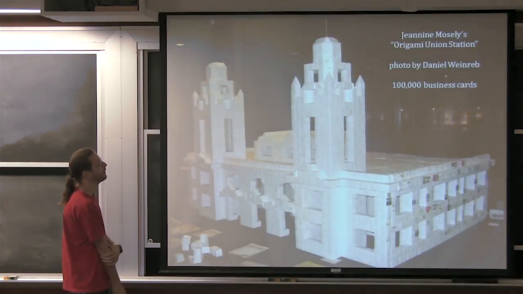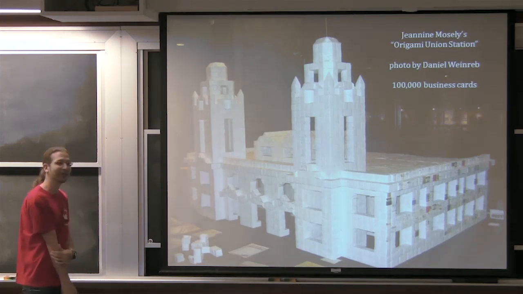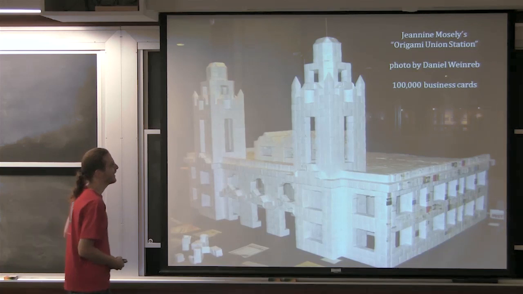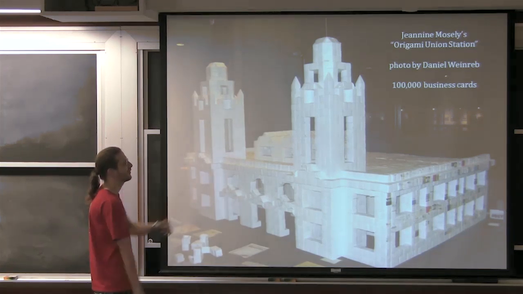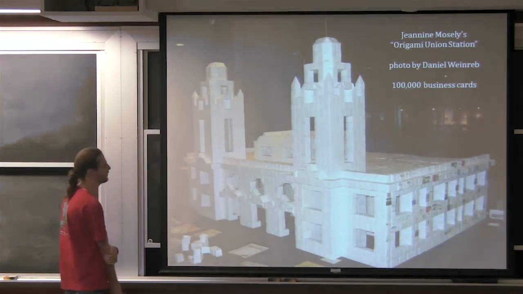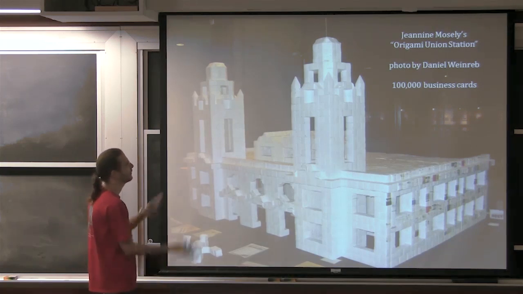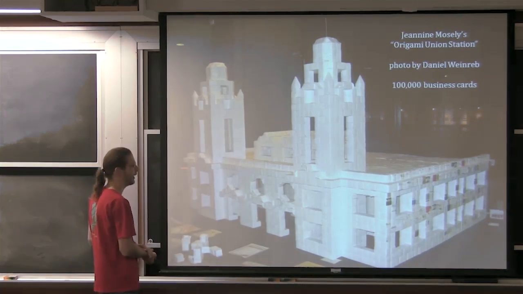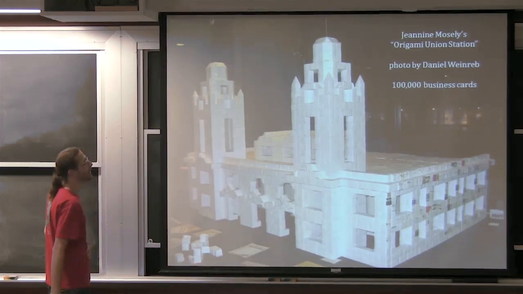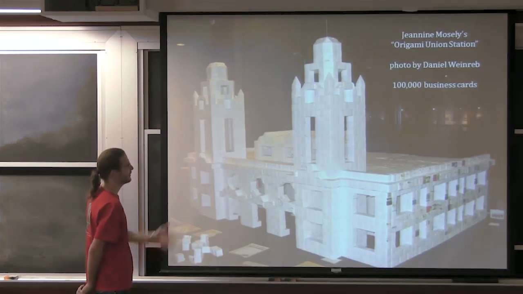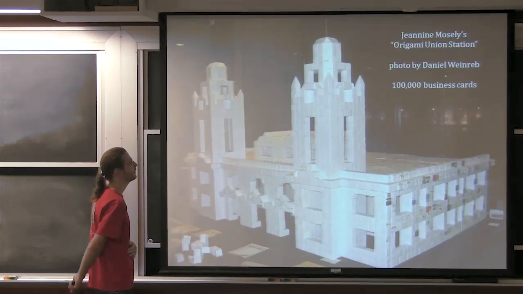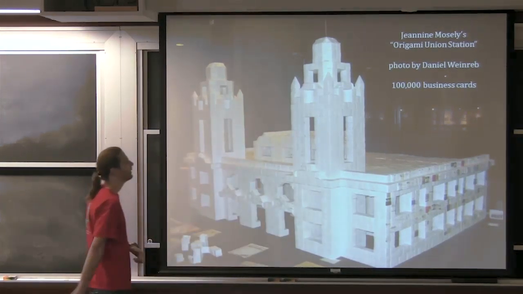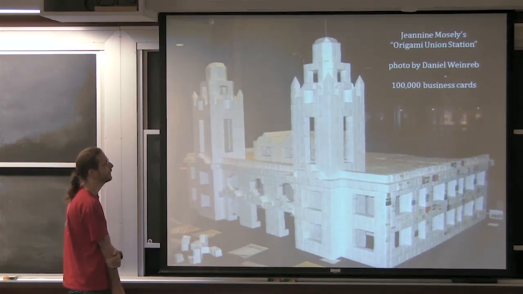And then her most recent project was 100,000 business cards. This is, I guess, the world record for origami made from business cards. And this is a model of Union Station in Worcester, Massachusetts. Hundreds of volunteers came together to make this. This was done for a First Night celebration a year or so ago. And pretty amazing. You can really sculpt with these cube units, do lots of cool stuff. And there's a few extra details on the surface there.